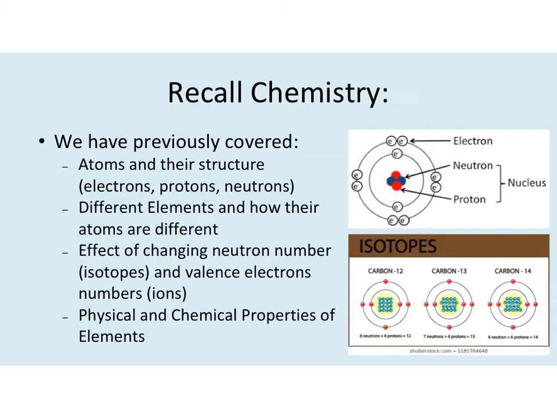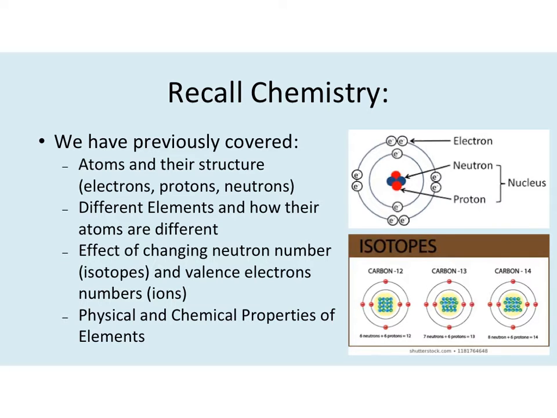We have previously covered atoms and their structure, so the number of electrons, protons, and neutrons in different atoms, different elements and how their atoms are different. I asked you to draw several different atoms from different elements. The effect of changing neutron number, the creation of isotopes, should be something new for this year. When you insert a bunch of neutrons into an atom, it turns it into an isotope, and if you insert enough of them, it'll actually start cracking and releasing radiation.